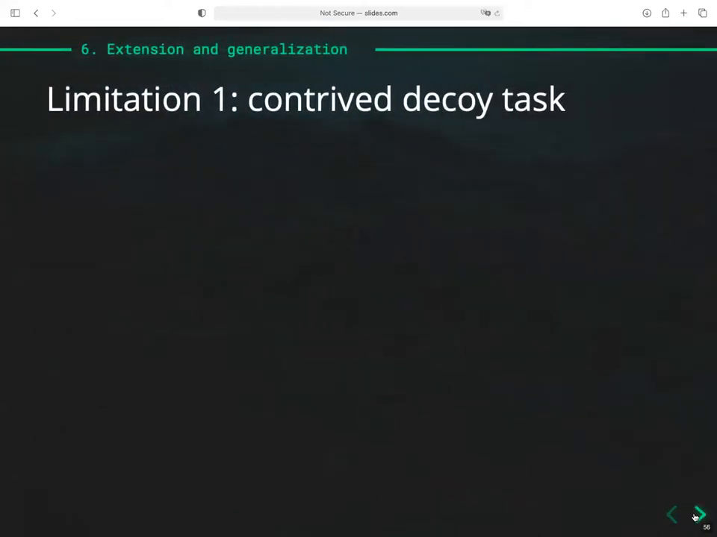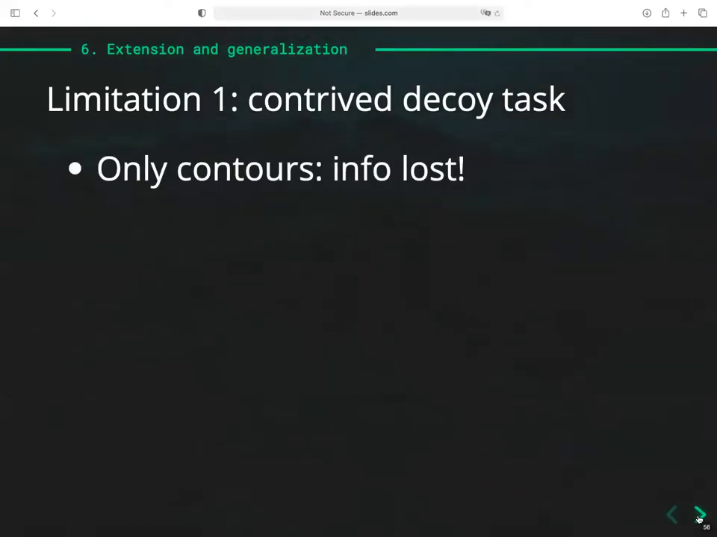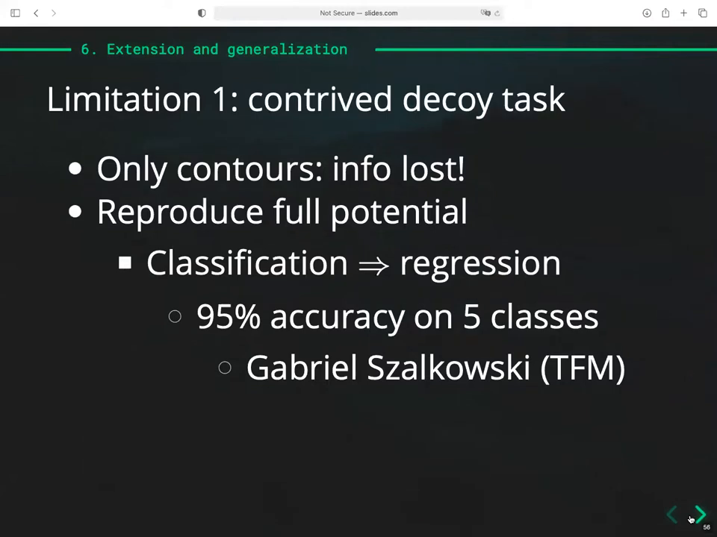So the first limitation, this decoy task. If we don't want to study paintings, we don't have to do that. In fact, we can get rid of the contours completely and try to reproduce the full potential. So, switch from classification to regression. That's what Gabriel and our master students have been doing, and then you gain a lot of accuracy. On 5 classes, you get it right about 95% of the time, I think is what Gabriel got. So this is getting better, and that makes sense. You have much more information to work with. And now that it's a regression, it seems much easier to generalize to more than 2 dimensions. So that's one of the next steps.